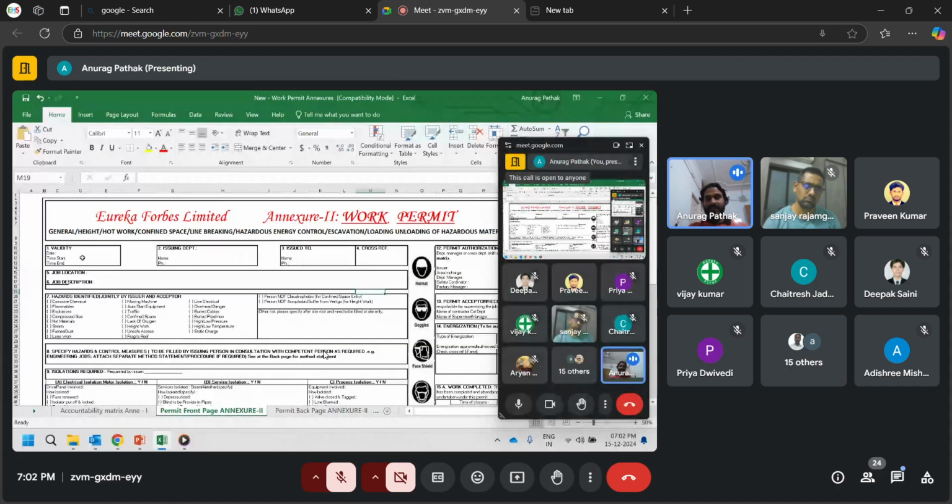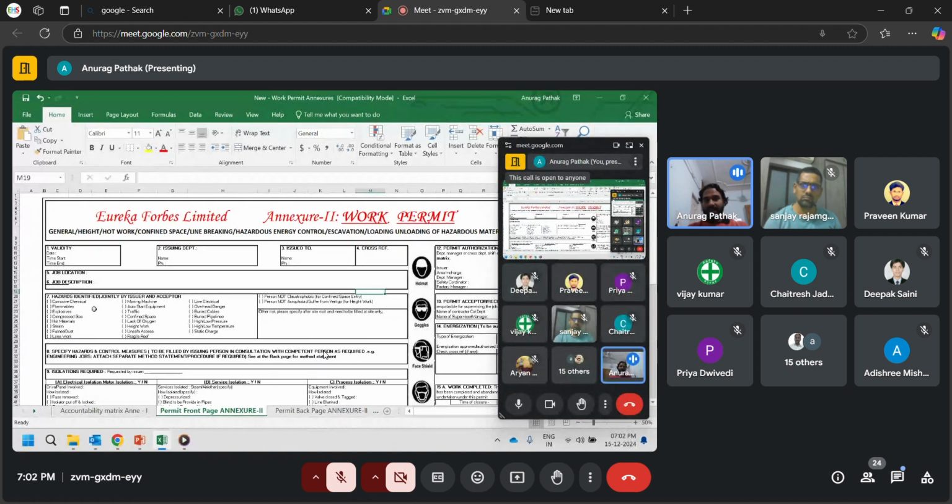Here the validity, issuing department, issue-to, and cross reference are given. The job location is specially defined because there have been many cases in India where the job location was changed and the person fell from height, and it went wrong at the site.